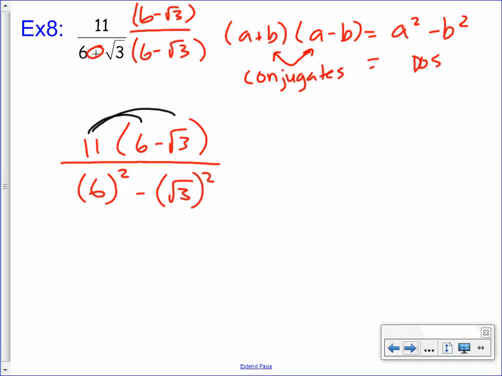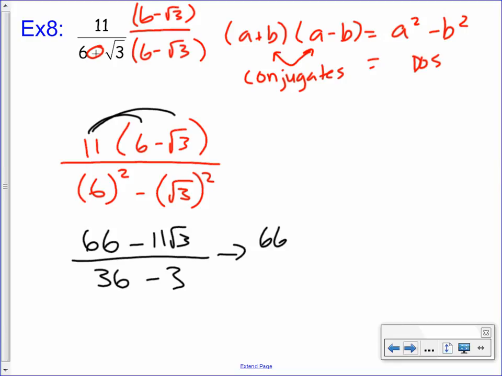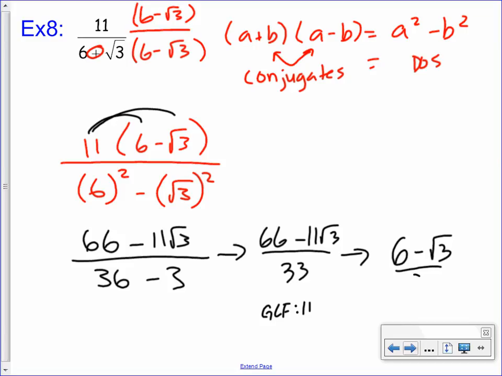Here we go. At the top, just distribute. So we've got 66 minus 11 root 3 over 36 minus 3, which is 33. So we've got 66 minus 11 root 3 over 33. The GCF is 11. So the final answer is 6 minus root 3 over 3. Ta-da! Done. The GCF of 11 is 1, so 11 divided by 11 is 1. So that's gone.